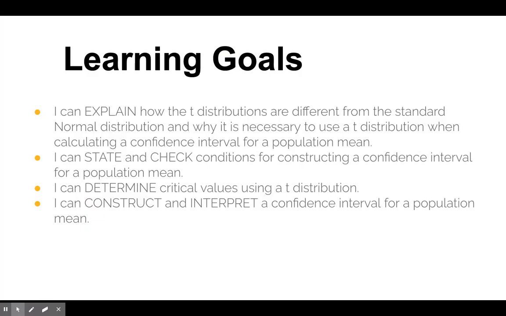So our learning goals: I can explain how the t distributions are different from the standard normal distribution and why it is necessary to use a t distribution when calculating a confidence interval for a population mean. I can state and check the conditions for constructing a confidence interval for a population mean. I can determine critical values using a t distribution, and I can construct and interpret a confidence interval for a population mean. So some of those words were familiar, some of them were new, especially the t distribution stuff. So we'll go ahead and get started with that.